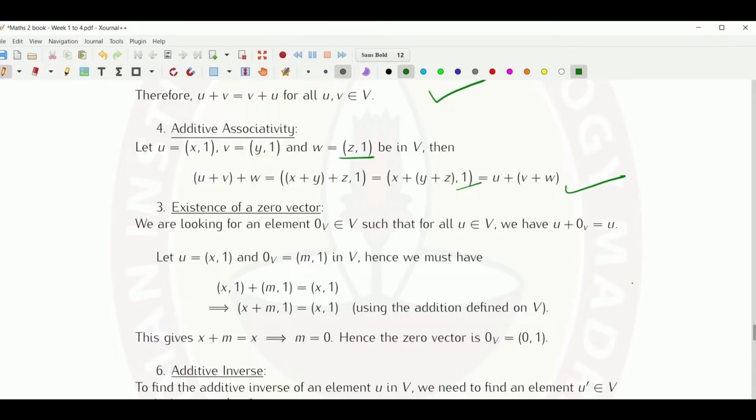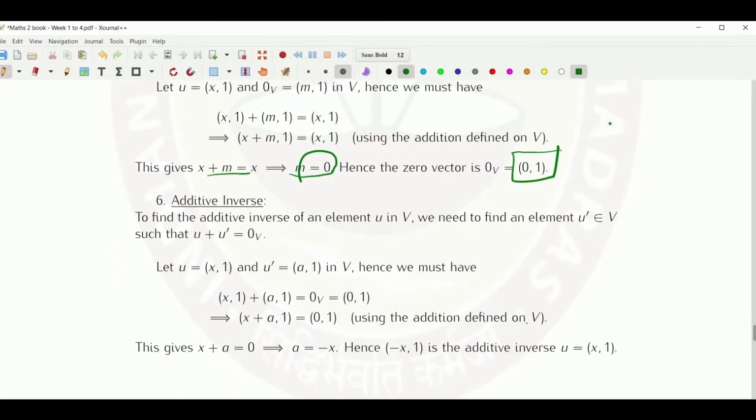We are looking for an element zero vector belongs to V such that for all u belongs to V, we have u plus 0 is equal to u. Let u is equal to (x, 1) and the 0 vector is equal to (m, 1) in V. Hence we must have x plus m is equal to x, so m will be 0. Hence the 0 vector is (0, 1).